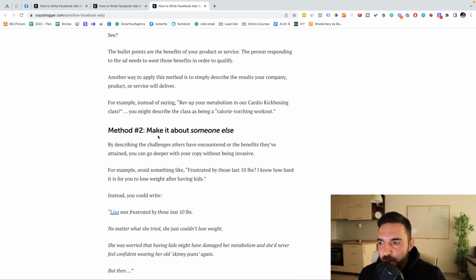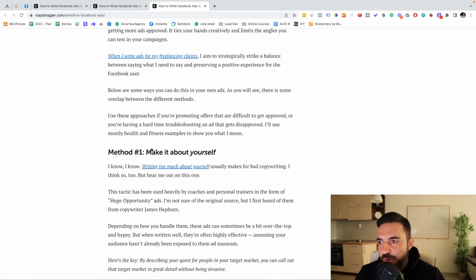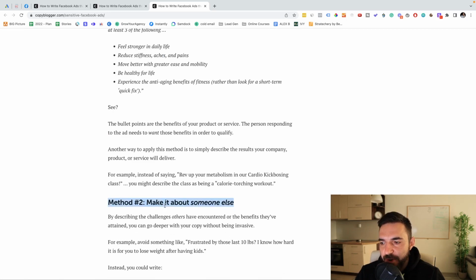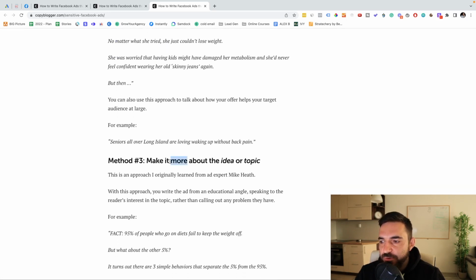Another thing you could do, make it about somebody else. So here the example is frustrated by those last 10 pounds you need to lose. Instead, you can write, Lisa was frustrated by those last 10 pounds. So it's about somebody else. The first example we took a look at was about yourself. The second example is about somebody else. And the third example would be to make it more about the product, the idea, or the topic.